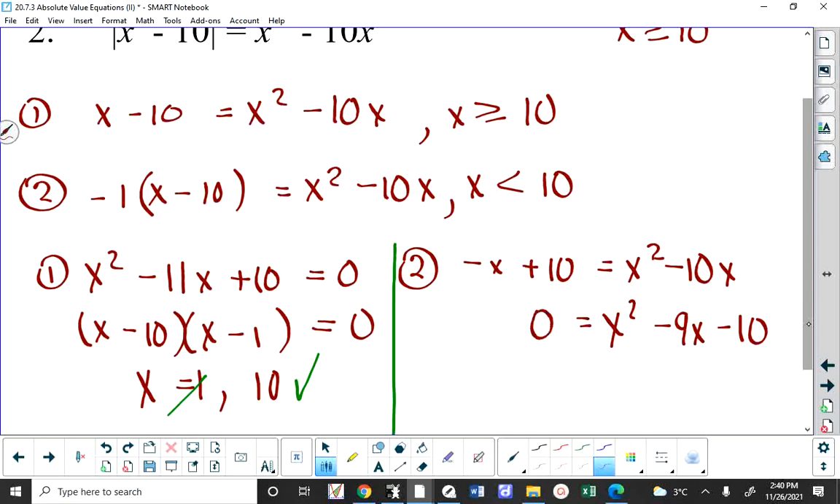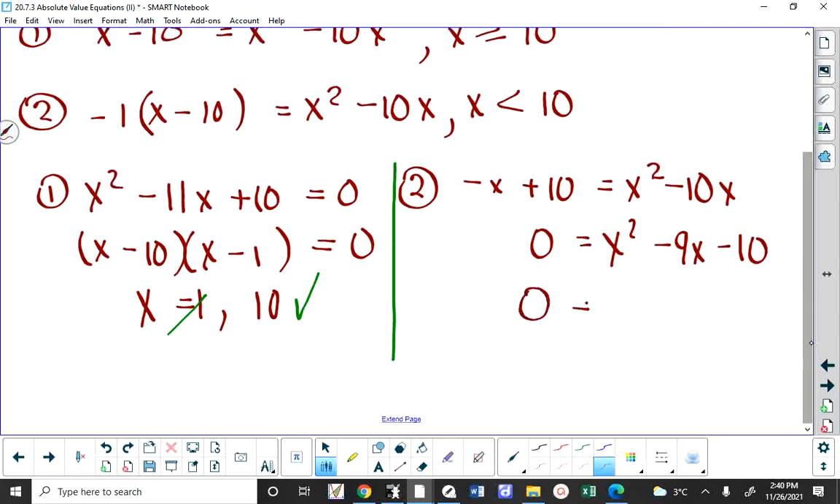I have to add x to both sides to get negative 9x, and subtract 10 from both sides to get minus 10. Factorable. Into x minus 10, x minus 9, nope, x minus 10, x plus 1. Those are the two numbers. So we end up with x equals 10 and x equals negative 1.